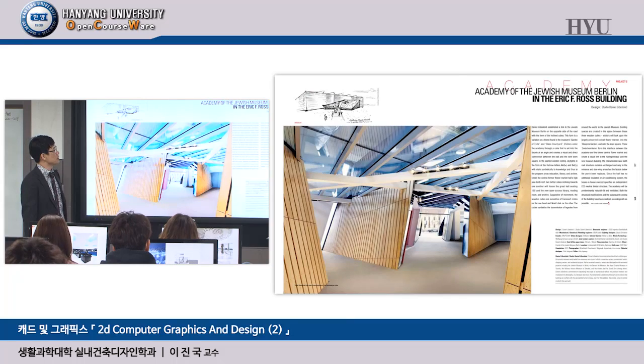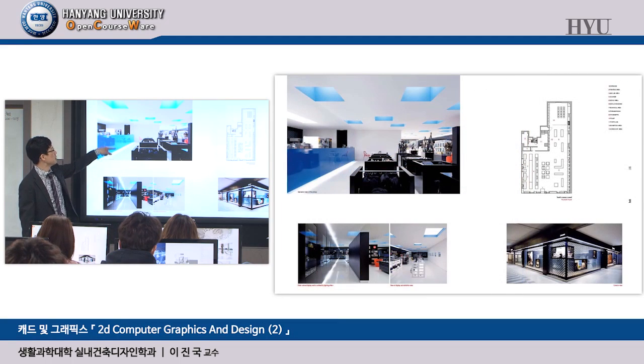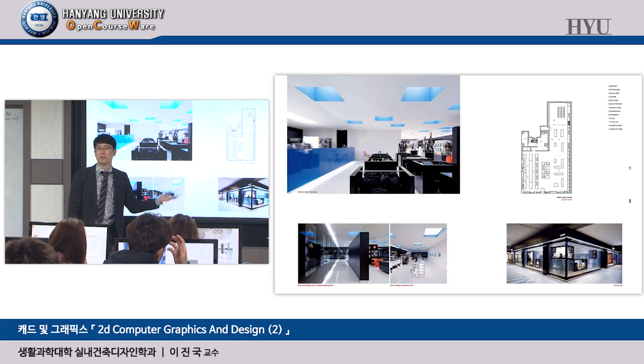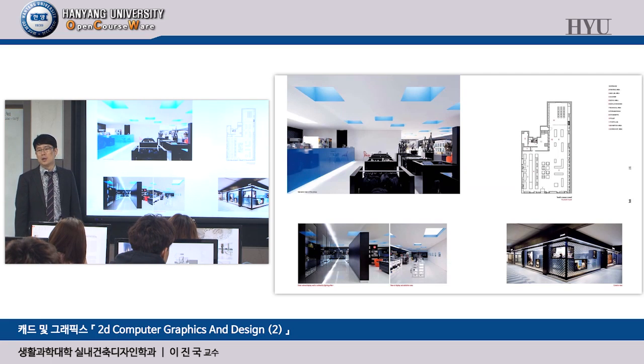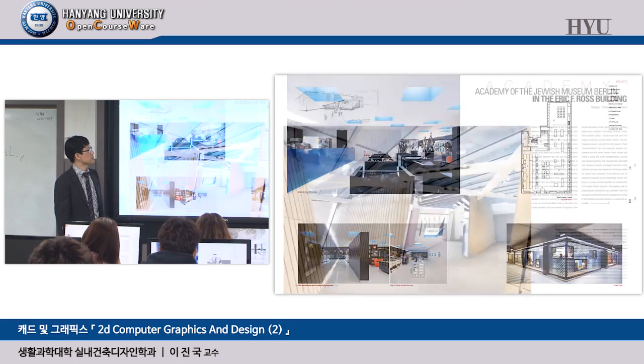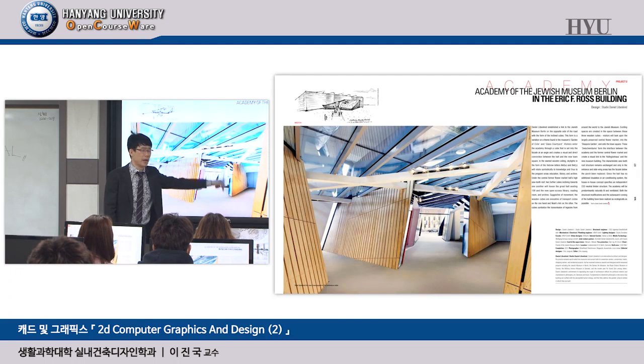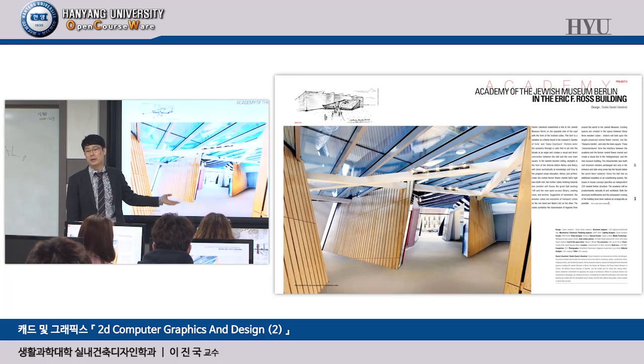Okay, next one is, okay, again, take a look. Vertical lines all are 90 degree, perpendicular, orthogonal. That's a very important principle, okay? Next case, Academy of Swiss Museum, Berlin, designed by Daniel Libeskind, okay? Take a look. Okay, this one is looking angled because the real objects, all objects, they are all angled, okay?